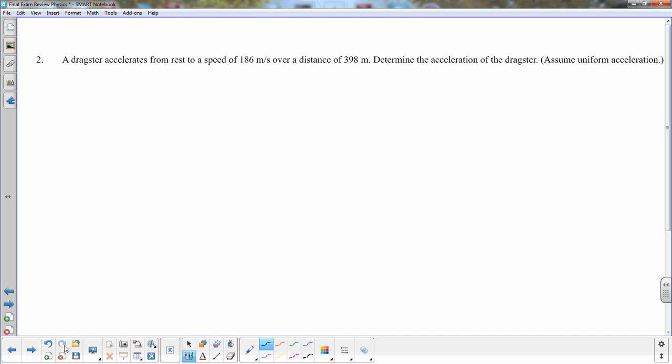Hope that helped. We can move right along here and get into number two. The dragster accelerates from rest, so we already know something important. That rest is a VI of 0 to a speed of 186 meters per second. I would say that's going to be a VF over a distance of 398 meters.